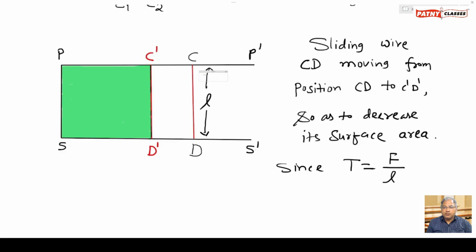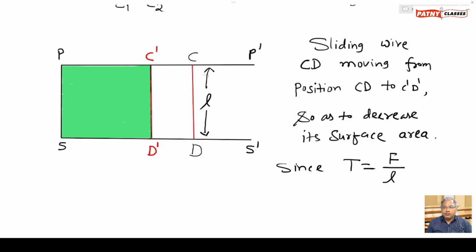As soon as we take the wire frame from the soap solution, the sliding wire CD moves from position CD to another position C dash D dash. It moves towards the film. Why is it moving? Because we already spoke that liquid surfaces have a tendency to minimize surface area. So as to decrease the surface area, the film is moving from position CD to C dash D dash.